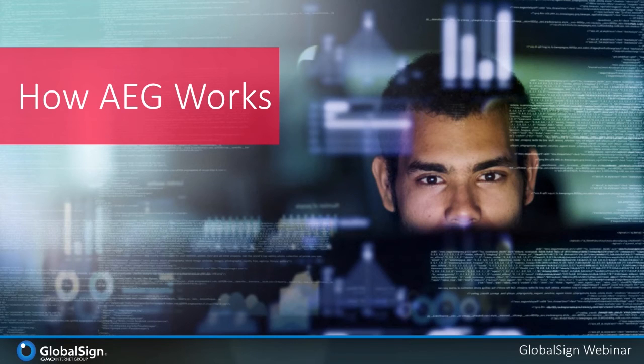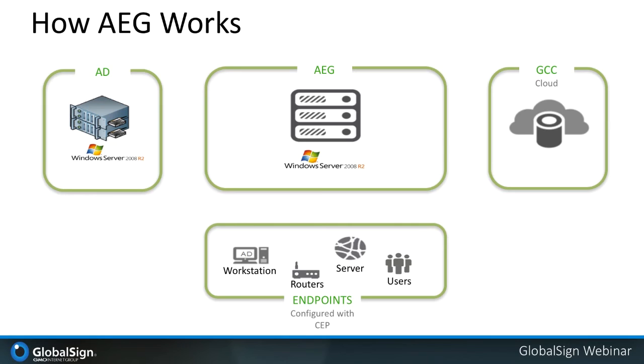All right, so let's take a quick peek at how AEG works. Now, this is an animation slide, so I'm going to try and go through it a little bit slowly so that it renders correctly on your end. So every typical installation where we deploy AEG has 4 key components that work together to ensure that the right digital certificates are provisioned to the right endpoints.